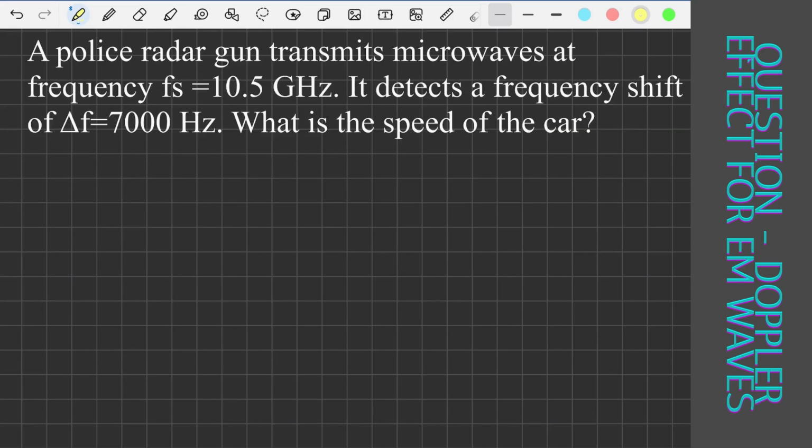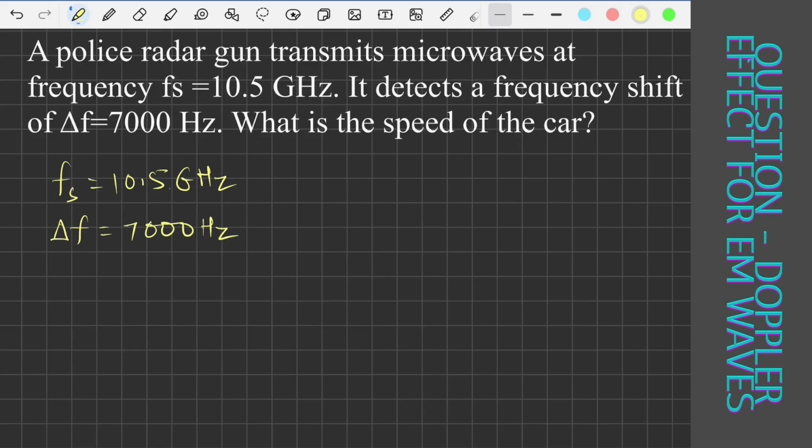Now let's solve the next question, and next question is related to police radar gun. You must have seen the application at many places on the road, where they show the current speed of the vehicles. Now let's read the question. A police radar gun transmits microwaves at frequency fs is equal to 10.5 gigahertz. So fs is the original frequency, that is 10.5 gigahertz. It detects a frequency shift of delta f is equal to 7000 hertz. So delta f is already given to us, 7000 hertz. What is the speed of the vehicle?